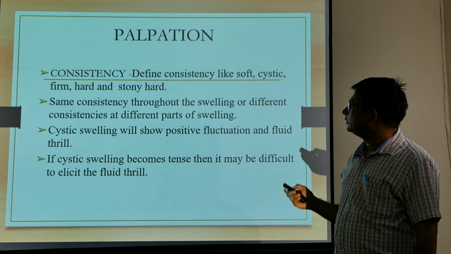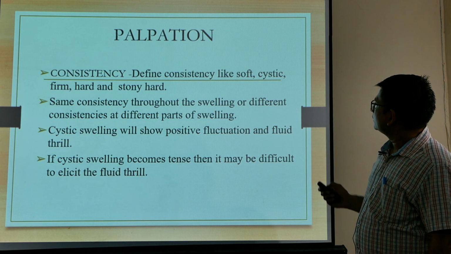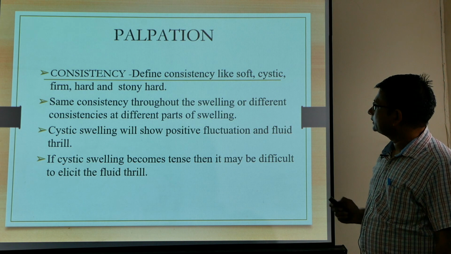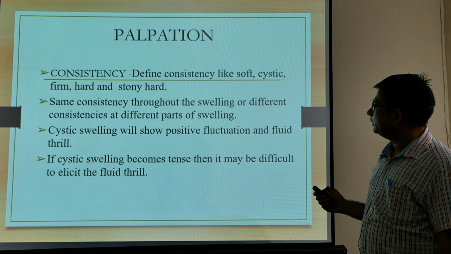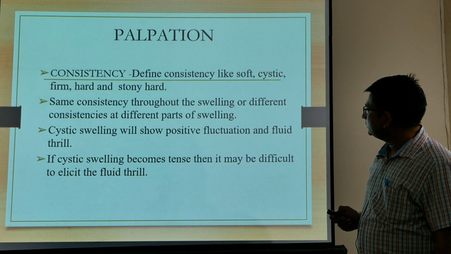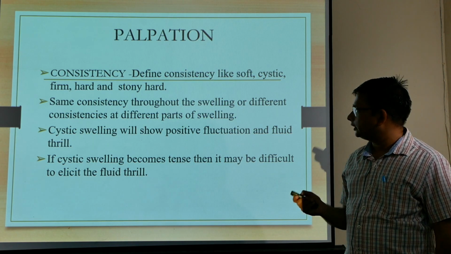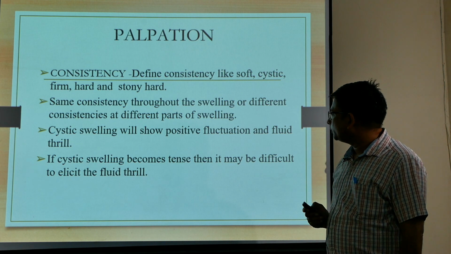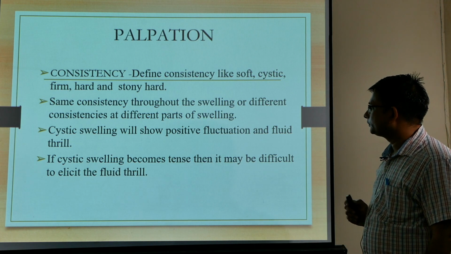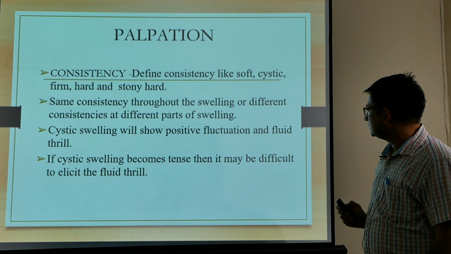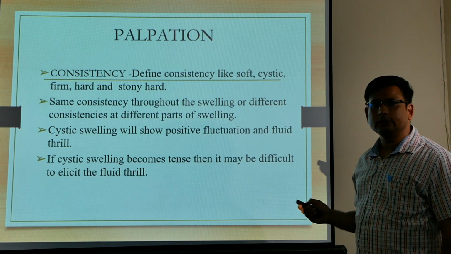Then we will look for the consistency. Consistency can be soft, cystic, firm, hard and stony hard. Is it the same consistency throughout the swelling, or different consistencies at different parts of the swelling? Cystic swelling will show positive fluctuation and fluid thrill. If a cystic swelling becomes tense, then it may be difficult to elicit the fluid thrill.